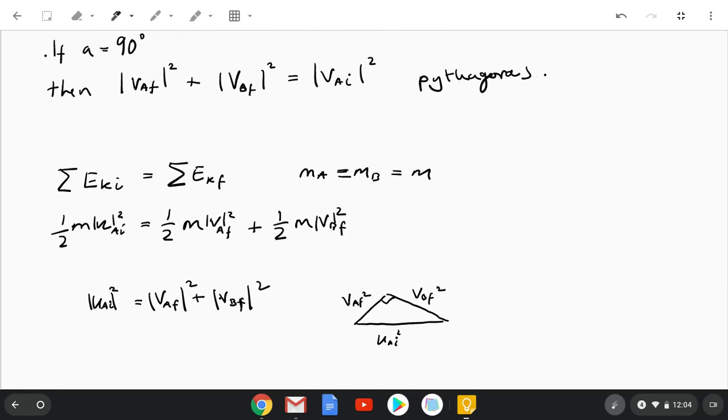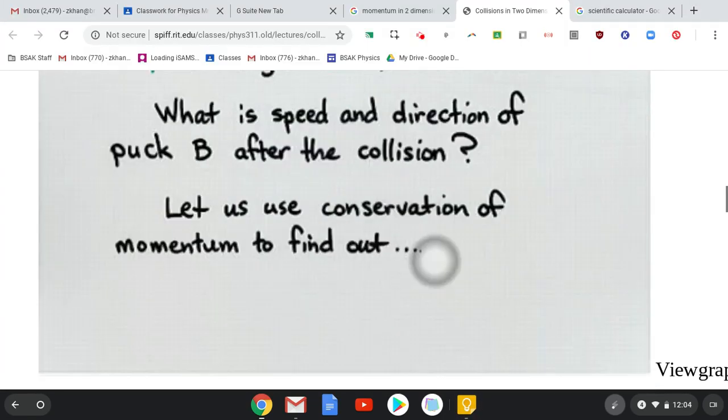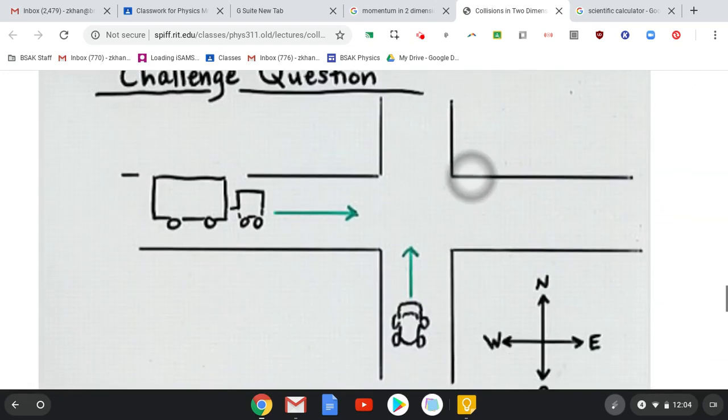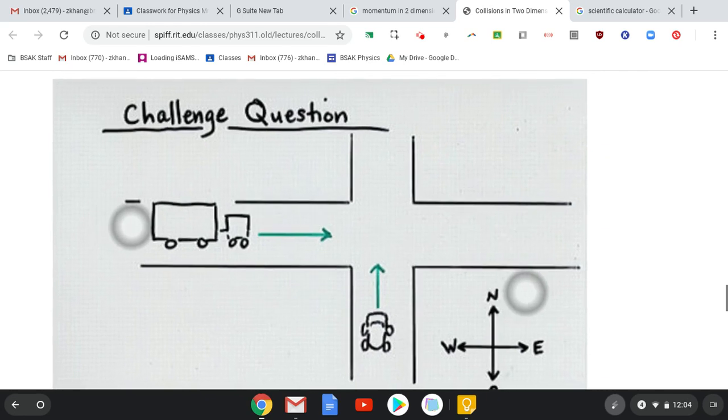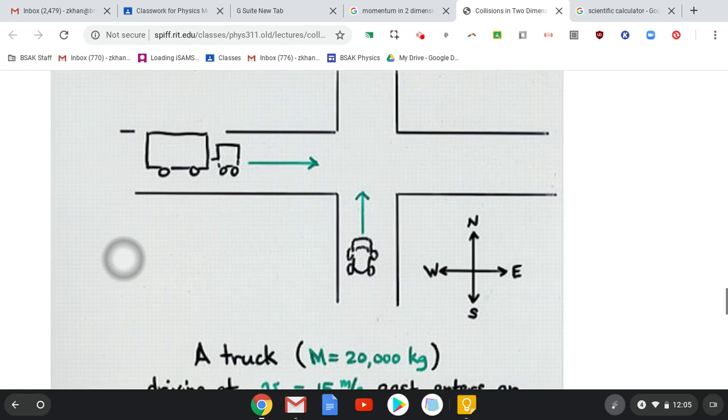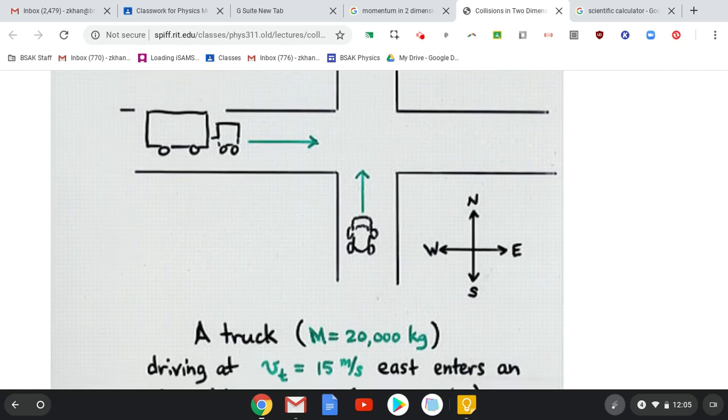Now what I would like you to do is answer this question here. So I'm scrolling down, so this question here. You've got a truck moving to the right along a road, a car moving up the road, so the angle between them is 90 degrees. You can consider this as X and this as Y. What happens is they collide with each other.